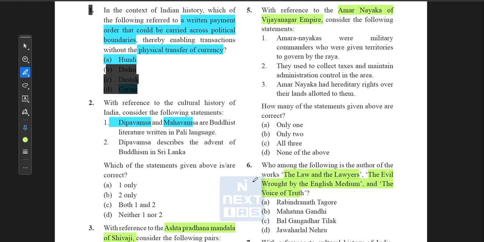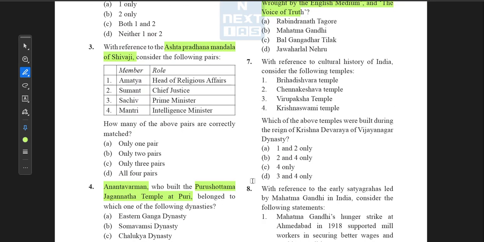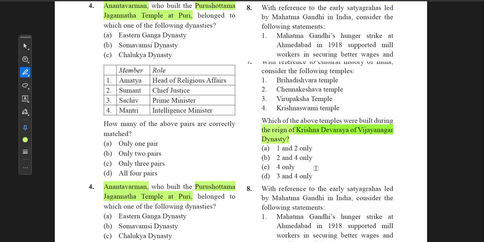So this is the first question out of six questions we have attempted so far, which is from modern Indian history. Question number seven. With reference to culture history of India, consider the following temples. Which of the above temples were built during the reign of Krishna Devaraya of Vijayanagar dynasty? So Krishna Devaraya, I don't know. So leave this question.